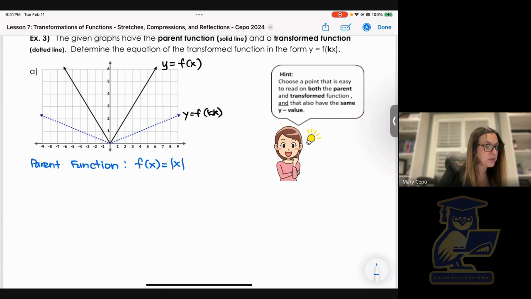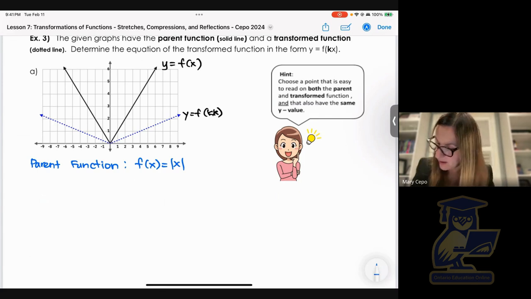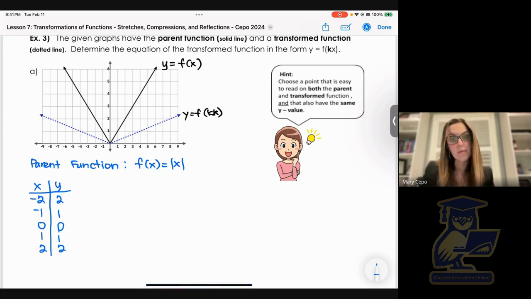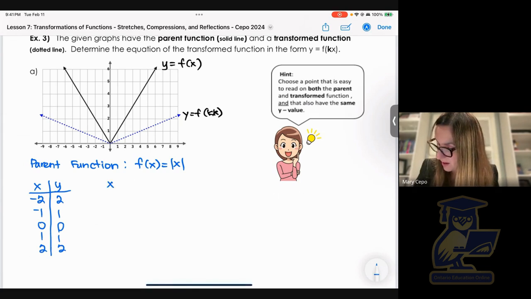Okay, with that in mind, we want to list all those points. So we know x: negative 2, we're at positive 2. Negative 1, we're at 1. 0, 0. 1, 1. 2, and 2. Okay, so with this, we know that the only transformation we have is either horizontal stretch or compression. So those y values would remain exactly the same.